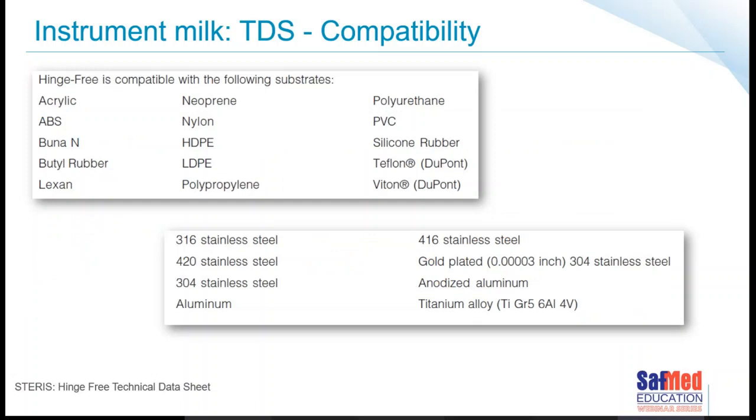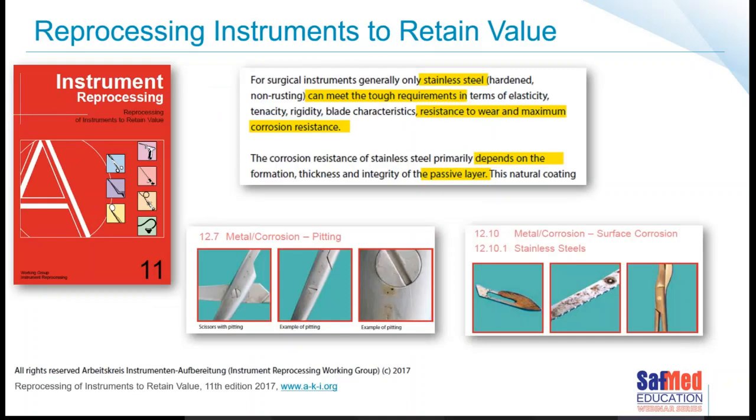You want to know what substrates the chemistry is compatible with. Some instruments are made up of more than just stainless steel. If you think of laparoscopic instruments, there are all sorts of components to them. And these days, our instruments are made up of all sorts of things: nylons, neoprene, silicone, polypropylene. So you want to know what the compatibility is, and the various stainless steels and the grades of stainless steels that are compatible with that particular instrument milk to maintain the smooth operating of your instruments.